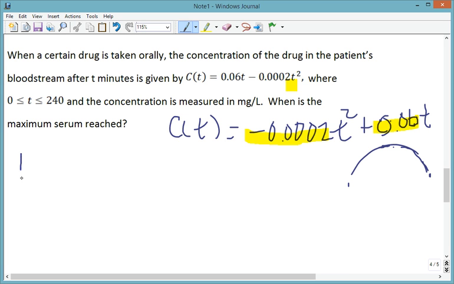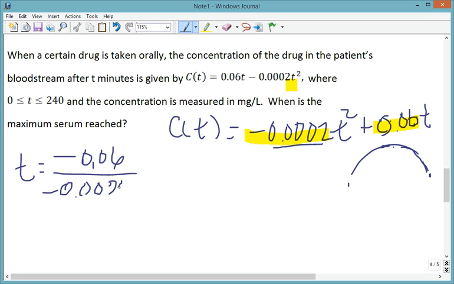Okay, so t in our formula, which is when, right? This is saying when is the maximum serum reached? Well, it's when t is equal to negative B over 2A. So I've got negative B, so 0.06 over 2 times A. So that's going to be a negative number. And I've got 2 times this number. So that's going to be 0.0004. Don't make very good points here with this. Alright, so negative and negative, that's going to make a positive.